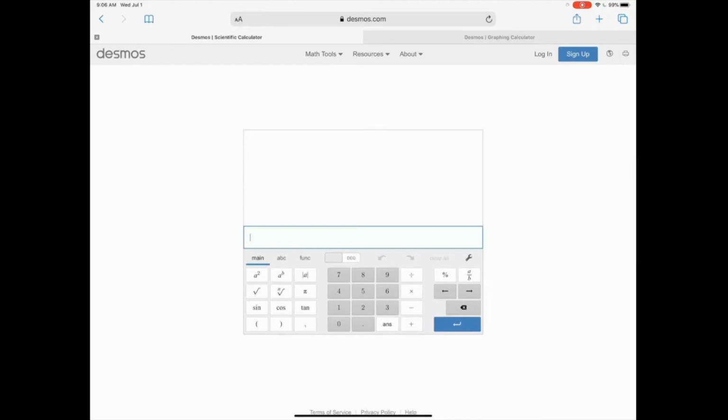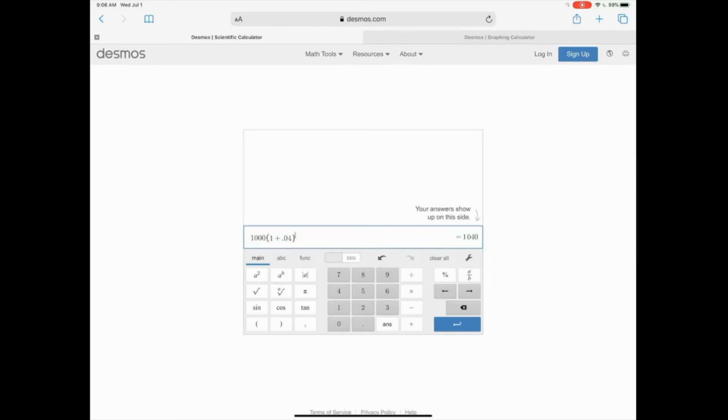Okay, so the first thing I'm going to do is type my equation in. I'm going to not type in the f of x because that's not important. So I'm going to have 1,000, not 100, times 1 plus, my rate is 0.04.